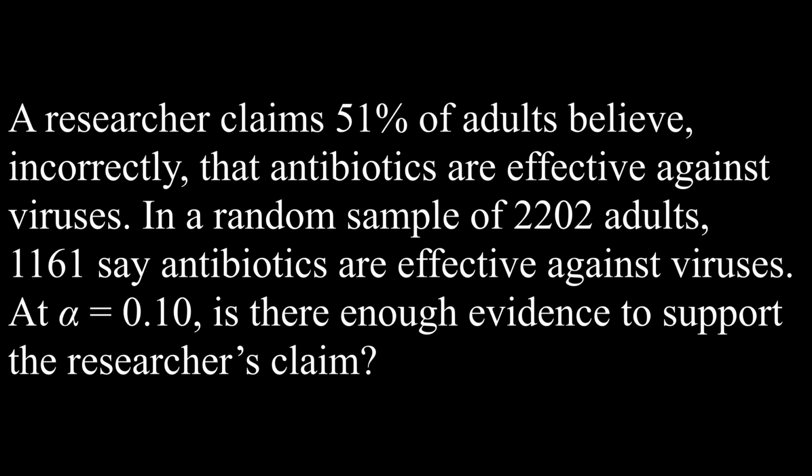So for this example, a researcher claims that 51% of adults believed incorrectly that antibiotics are effective against viruses. That's right, bookending this chapter. In a random sample of 2,202 adults, 1,161 say that antibiotics are effective. At alpha equals 10%, is there enough evidence to support the researcher's claim?